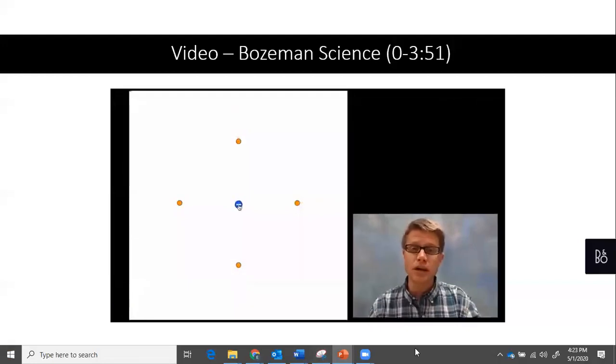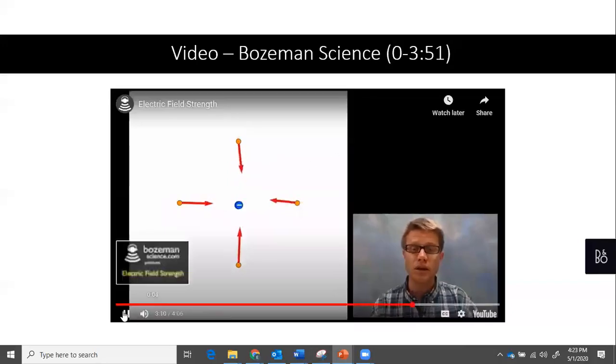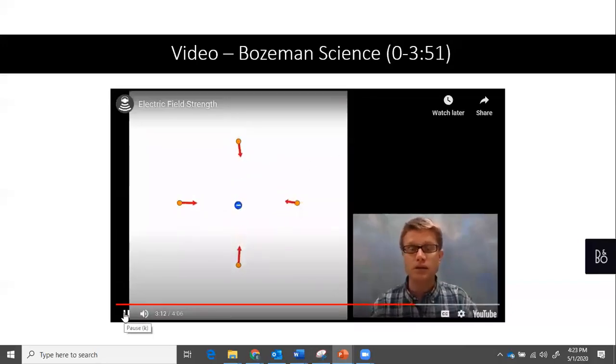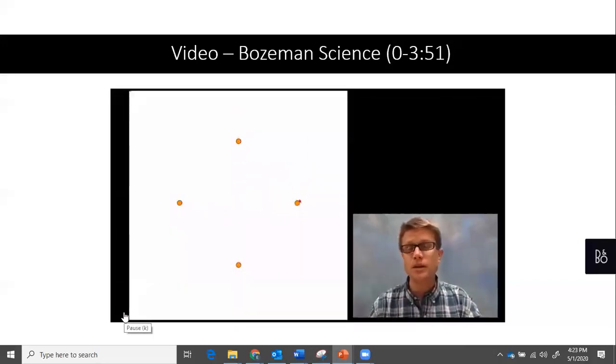What happens if we put a negative charge in the middle? You can see that we now have an electric field, but those field lines are pointing towards the charge. As I increase the number of charges, I'm increasing the electric field strength. As I get rid of them, then the electric field strength is going away. But the neat thing about the simulation is you can make it quantitative.